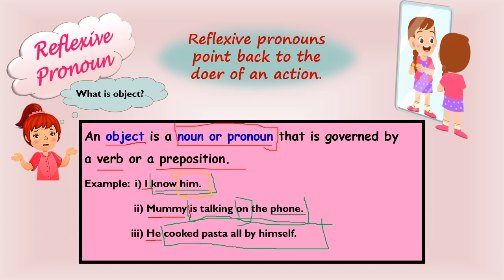It will be either a noun or a pronoun. So find out what is noun here and what is pronoun here. So this pasta and himself. Pasta is a noun and himself is a pronoun. So here we are having two objects. Is it clear children? Now this much is clear. You know how to find out the object.